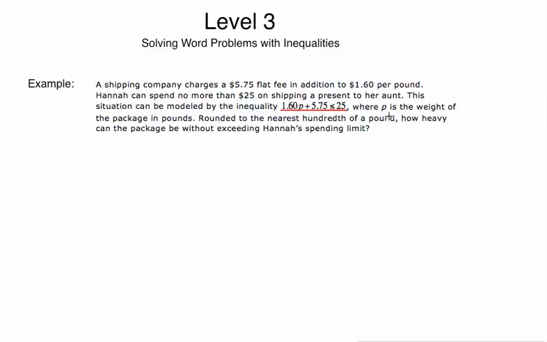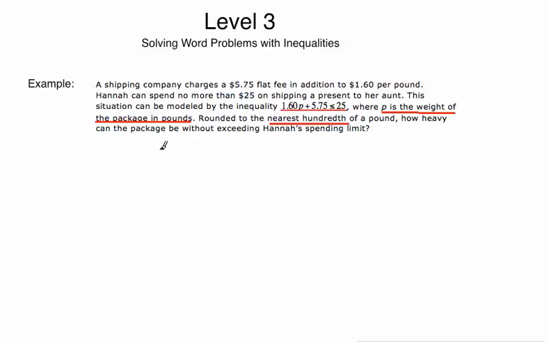Then it tells you what each thing means. p is the weight of the package in pounds. That's important, so underline that. Rounded to the nearest hundredth, that's important. We need to round. How heavy can the package be without exceeding Hannah's spending limit? All this is asking us to do is solve this inequality for p, and that'll tell us how much that package can weigh without going over 25.